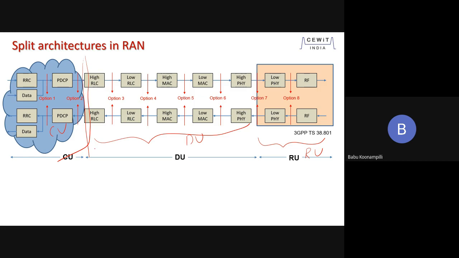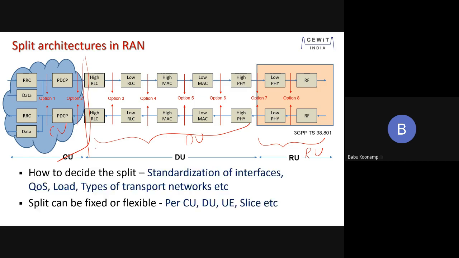So again, a lot of important aspects are there, like what is written here. Where to split also depends on what type of transport you have. Because when you have CU and DU, there is connectivity between RU and DU, and connectivity between CU and DU. This, for example, is now being more or less standardized by Open RAN.